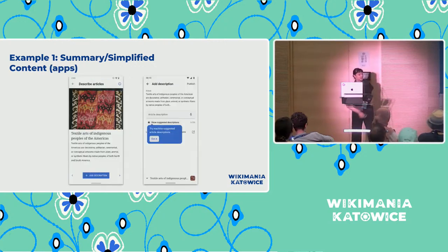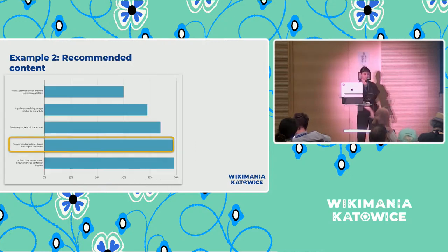Another place, and this is an experiment that our apps team is working on, is to just have AI add descriptions. So for example, this page needs a description. Can we have a machine-generated description that then can be moderated or monitored by editors in some way?